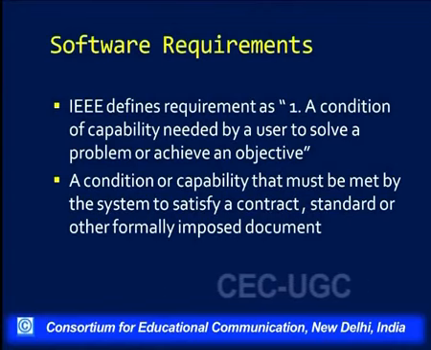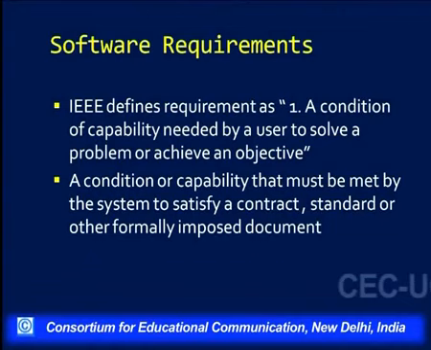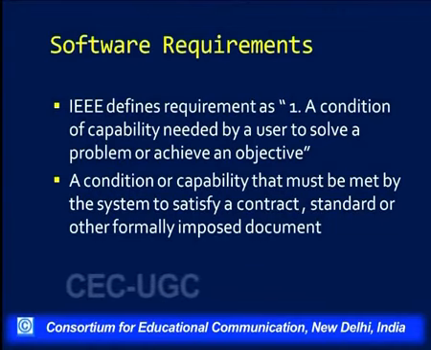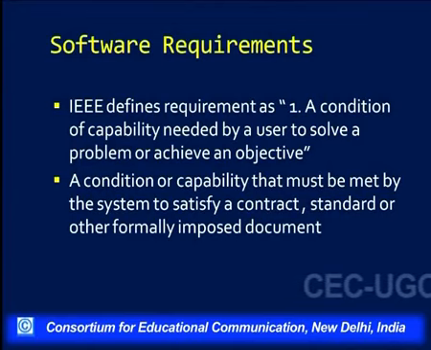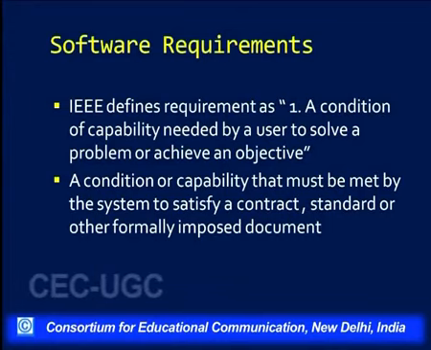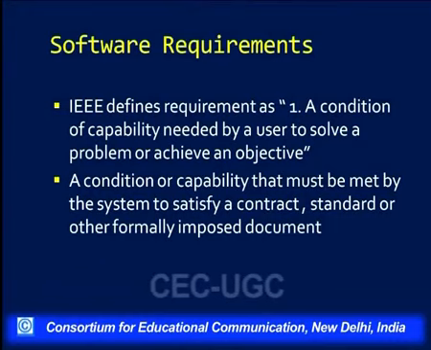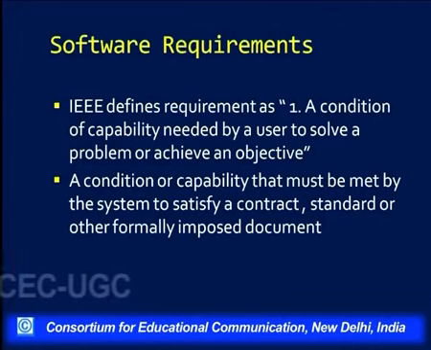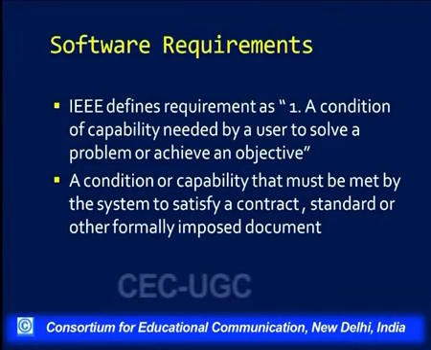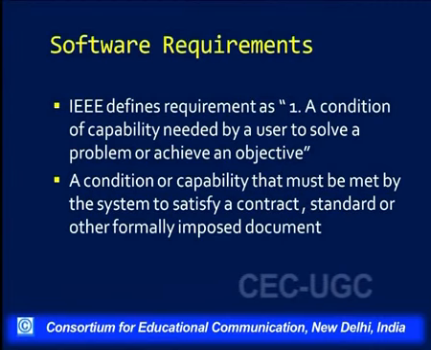Another definition says that a requirement is a condition or capability that must be met by the system to satisfy a contract, standard or other formally imposed document. So basically when we say requirement, we mean that the final system that we want should satisfy these following conditions, and these conditions have been laid down in a standard, formal document, and therefore these conditions will be binding on both parties.